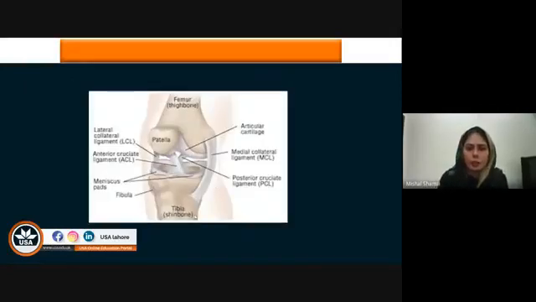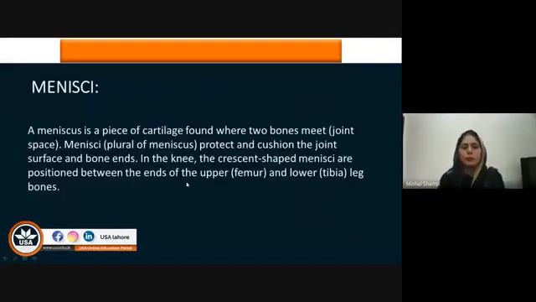Here you can see in this picture that this is the posterior cruciate ligament, shown in a very small portion posteriorly, and above or anterior to it is the anterior cruciate ligament, and both of them form the pattern of the limbs of an X. So basically these are the cruciate ligaments.